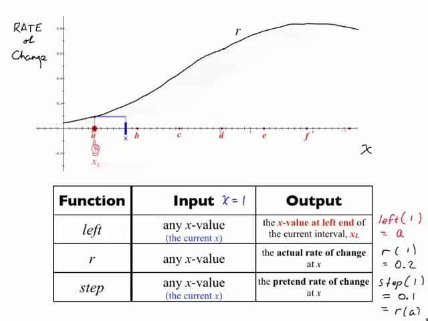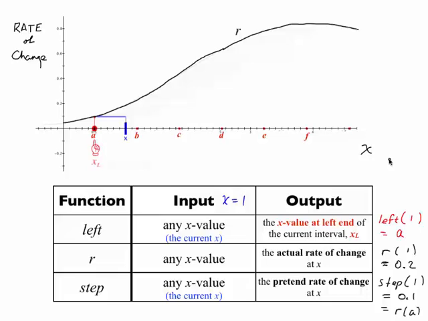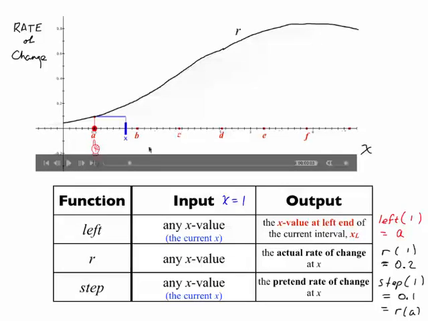All right. The actual rate at x equals 1 is the y-coordinate of the point on the curve. That's around 0.2. And then step of 1 would be the real rate over here at the left side of the interval, R of A. Questions on that? All right, another example. Let's do x equals 3. Go, x equals 3.